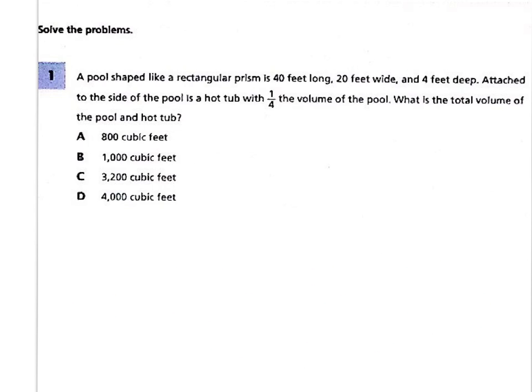All right, I feel like this problem gives us lots of good information. A pool shaped like a rectangular prism is 40 feet long, 20 feet wide, and 4 feet deep. Look at that. We have all 3 dimensions already. Attached to the side of the pool is a hot tub with 1/4 the volume of the pool. What is the total volume of the pool and the hot tub?